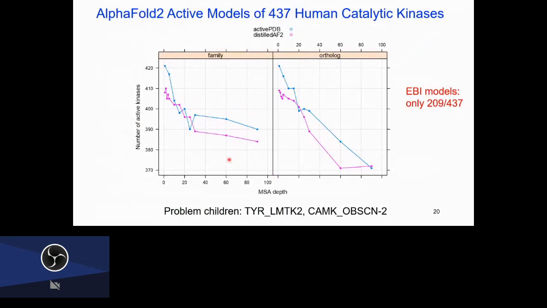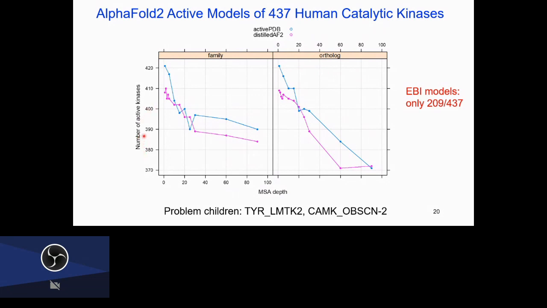And so this is what happened. So let's just look on the right-hand side. These are for the ortholog sequences. The x-axis is the MSA depth, running from 90 sequences all the way down to, we actually tried 1 and 2 just in case. And so as you can see, the less depth there is in the MSA, you get more active kinases.